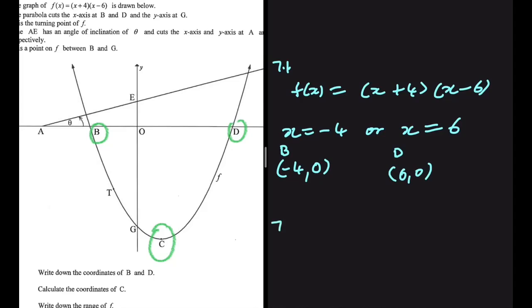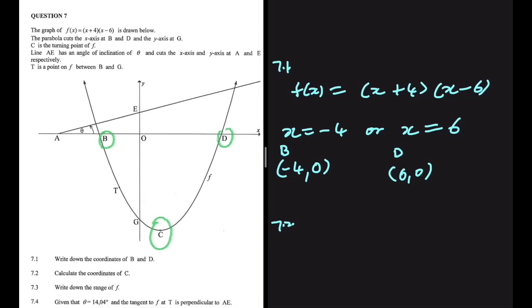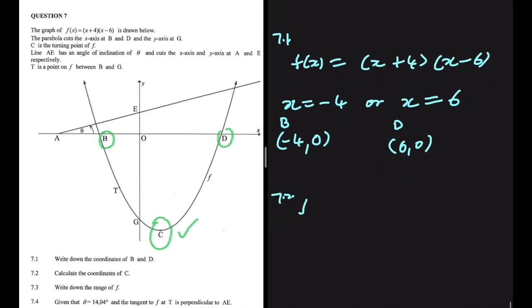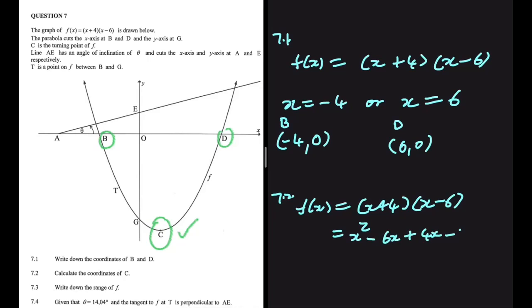Let's look at 7.2. Calculate the coordinates of C. C is the turning point of f of x. We are given that f of x equals (x plus 4) multiplied by (x minus 6). Let's go ahead and multiply out. If we do that, we're going to get x squared minus 6x plus 4x minus 24. So we're going to have x squared minus 2x minus 24.